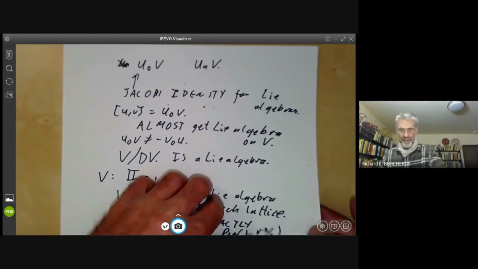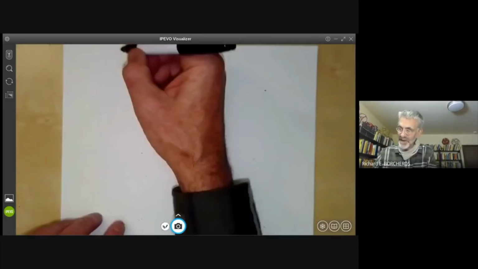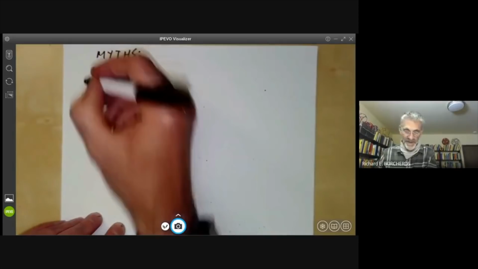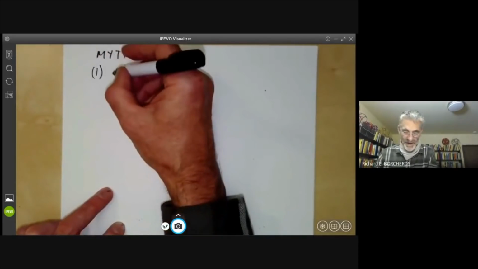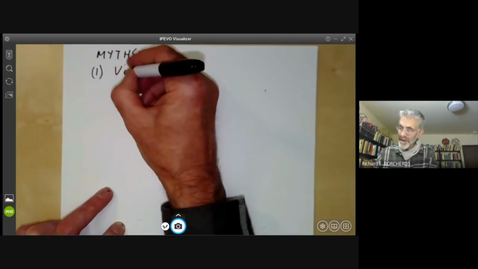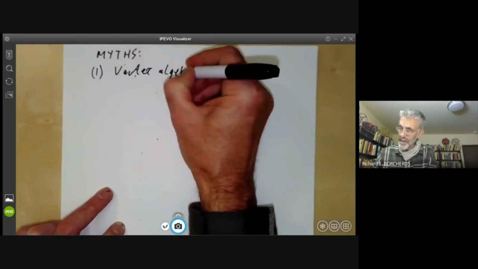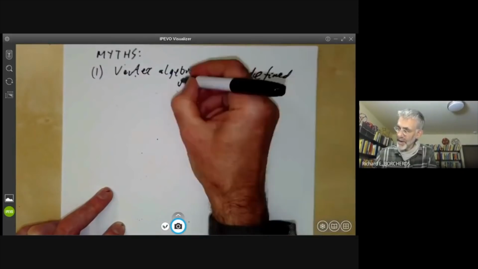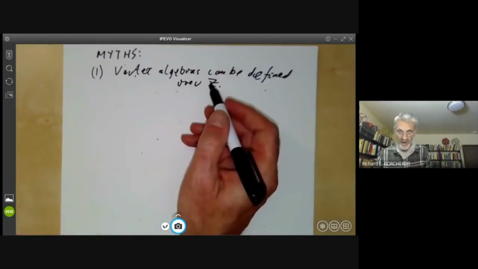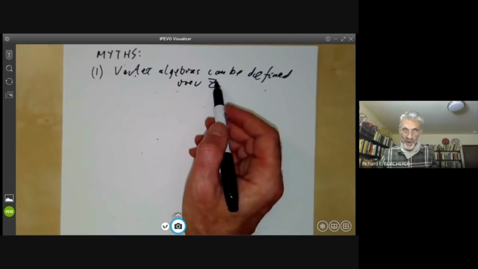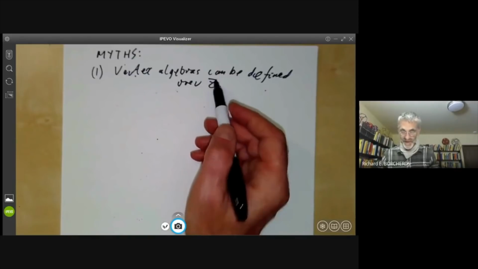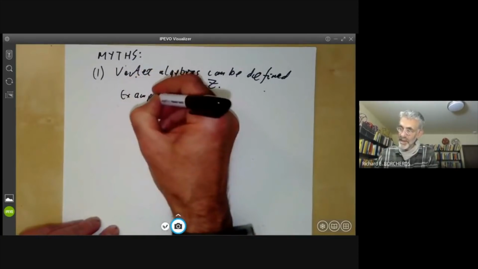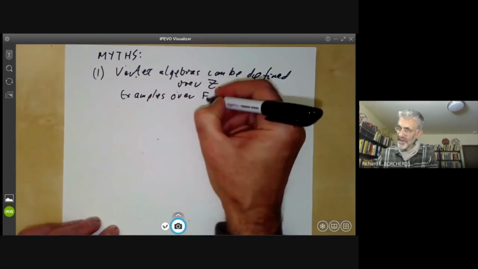So I want to just mention a few myths about vertex algebras and try and dispel them. The first myth is that vertex algebras are defined over the complex numbers. Vertex algebras can be defined over the integers, and the theory works perfectly well over the integers. Nearly everybody defines them over the complex numbers, but there's really no good reason for this except that people are nervous. There are plenty of interesting examples over, for example, finite fields.